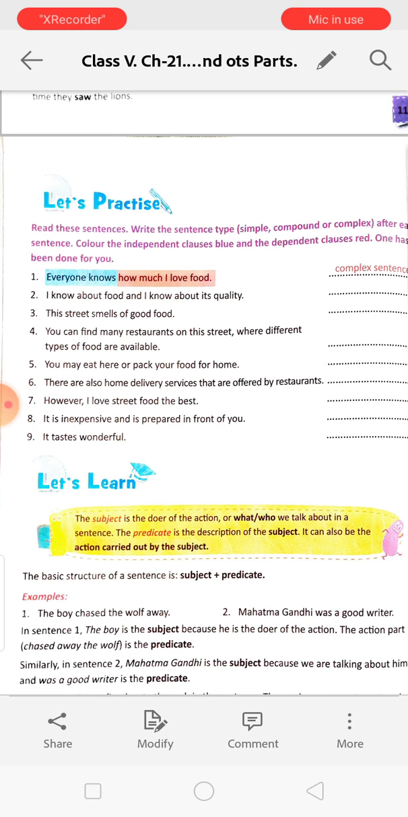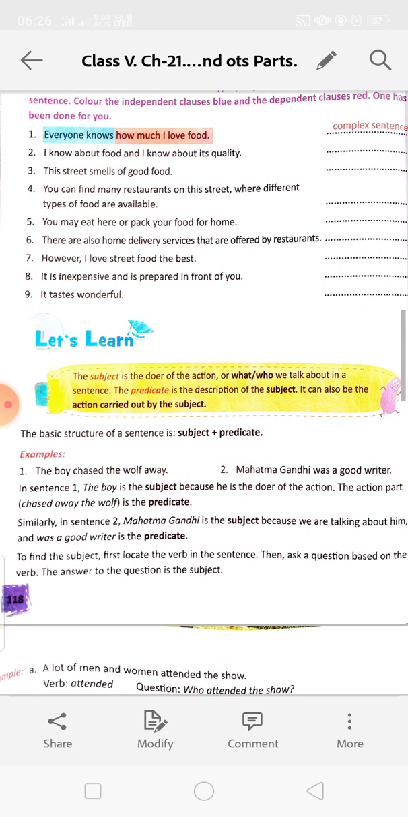The subject is who or what we talk about in the sentence. The predicate is the description of the subject. It can also be the action carried out by the subject. So what is the meaning of subject? A subject means the doer of the action, who is doing the work. We are talking about someone. That is called the subject.